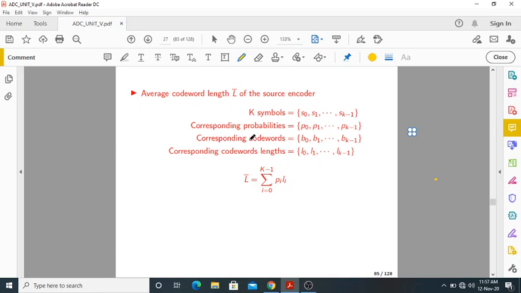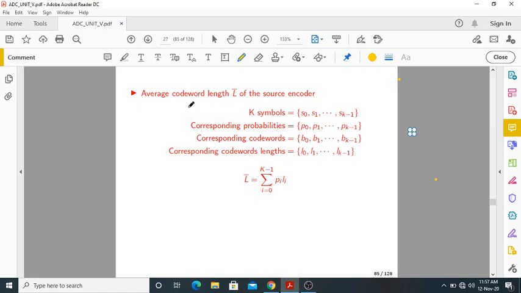So let me take a simple scenario. Now the source is emitting K symbols S0, S1, so on, Sk minus 1, with corresponding probabilities P0, P1, Pk minus 1, and corresponding code words B0, B1, Bk minus 1. Means for S0 the code word is B0, for S1 the code word is B1, and so on, with corresponding code word lengths: the length of B0 is L0, the length of B1 is L1, so on. This is the scenario. I hope you are okay with it.